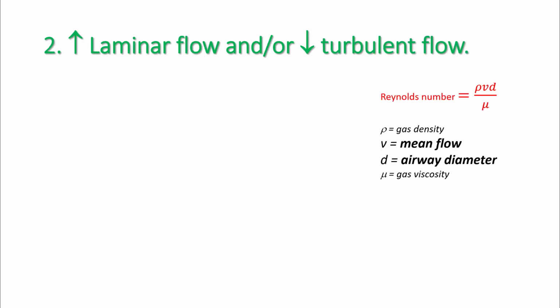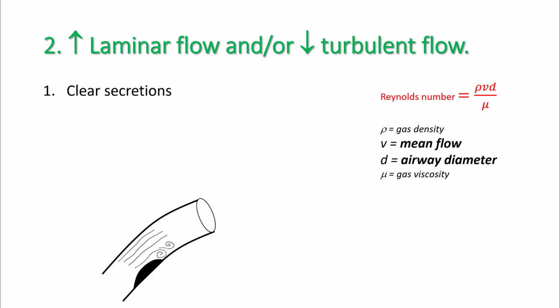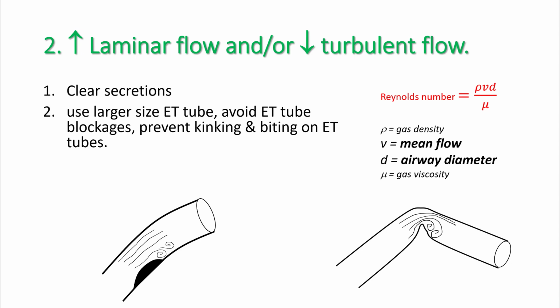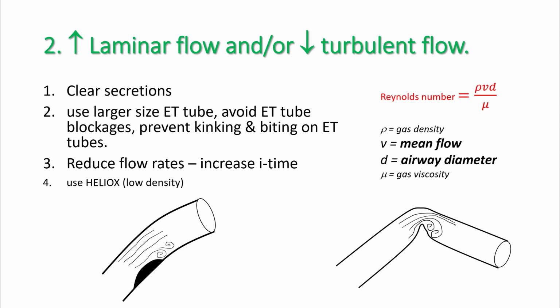To increase the laminar flow and decrease turbulent flow, you remember your Reynolds number. The most important thing to keep the patient in a laminar flow is to clear secretions, as secretions induce turbulence. Try to use a larger size ET tube if possible. Avoid ET tube blockages, prevent kinking and biting on the ET tubes. You can reduce the flow rate, which can reduce the Reynolds number, by increasing the I time. You can also use Heliox, which has a much lower density, in cases of severe obstruction.